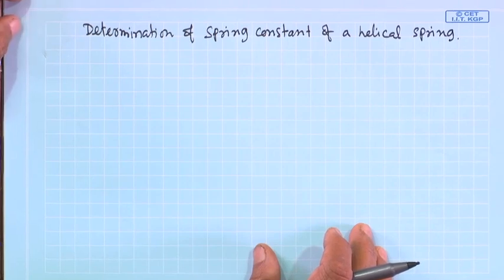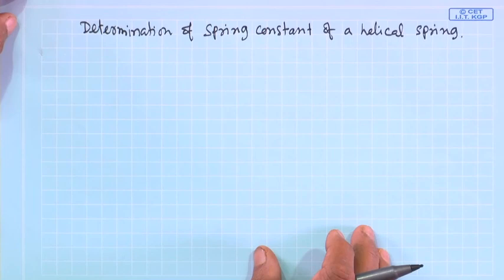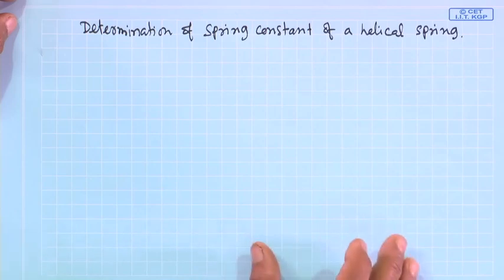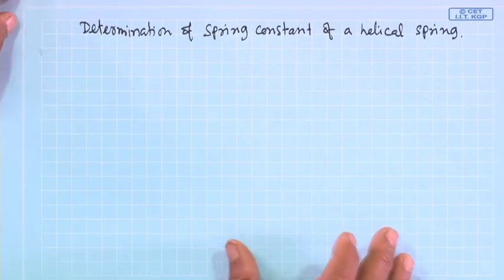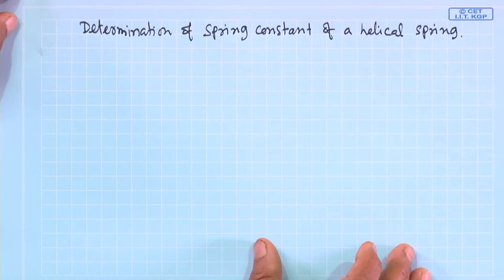lab that there are two methods to measure the spring constant. One is the static method and another is the dynamic method. Mainly we have used the dynamic method to find out the spring constant.